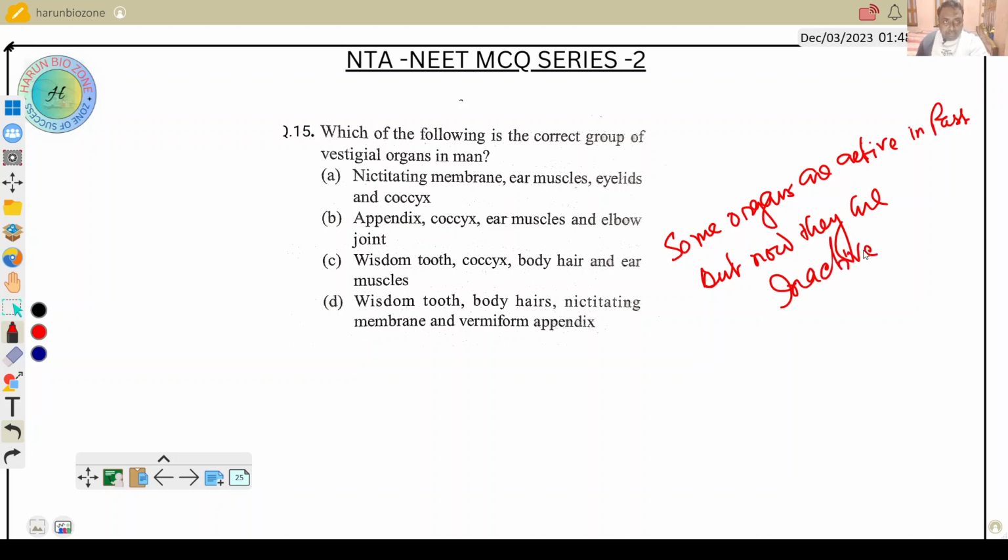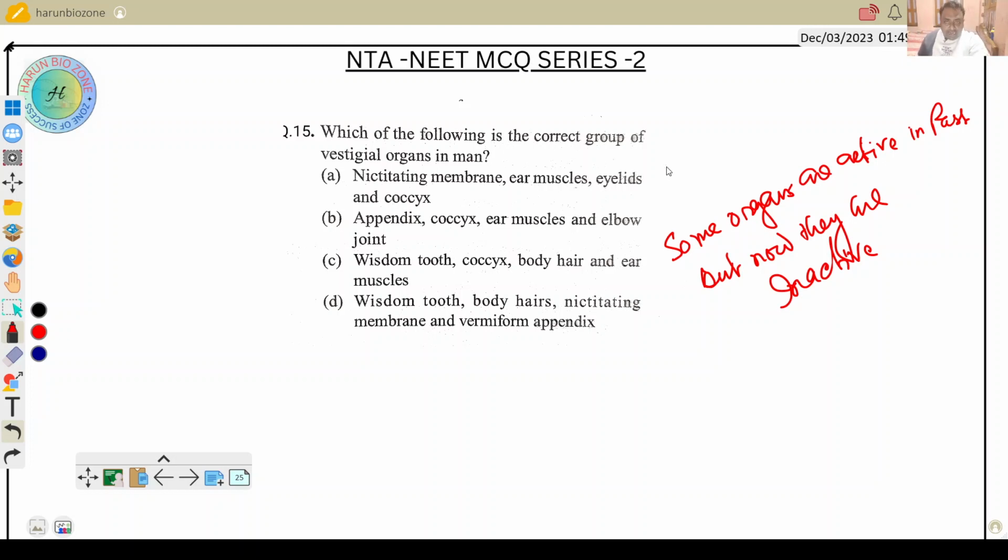For example, the nictitating membrane in our eyes, at the eye corner beside the nose, where some muscles and membranes are present. If you see, when birds close their eyes, a thin membrane covers the eye, and when they open the eye, the membrane is removed. But in the case of humans, no membrane appears. This is called the nictitating membrane. It may have been active in the past, but due to disuse or less use, it became inactive. Ear muscle, also eyelids and coccyx.